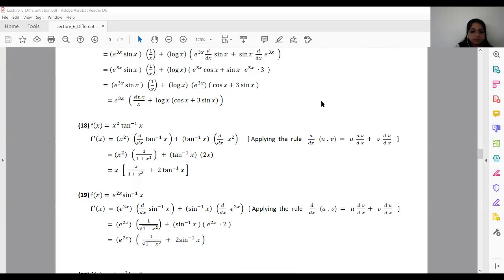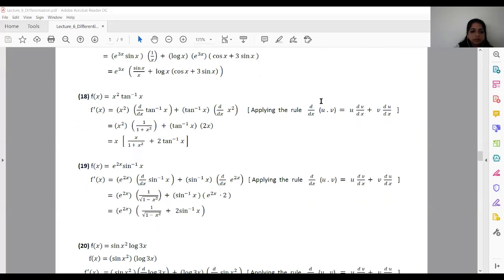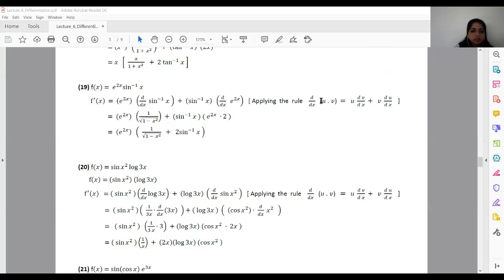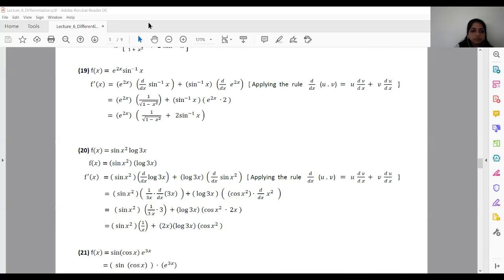Now, the next one is e raised to 2x sin inverse x. So e raised to 2x is our u, sin inverse x is our v. U, keep it same. The derivative of sin inverse x, plus sin inverse x, keep it same, and the derivative of e raised to 2x.